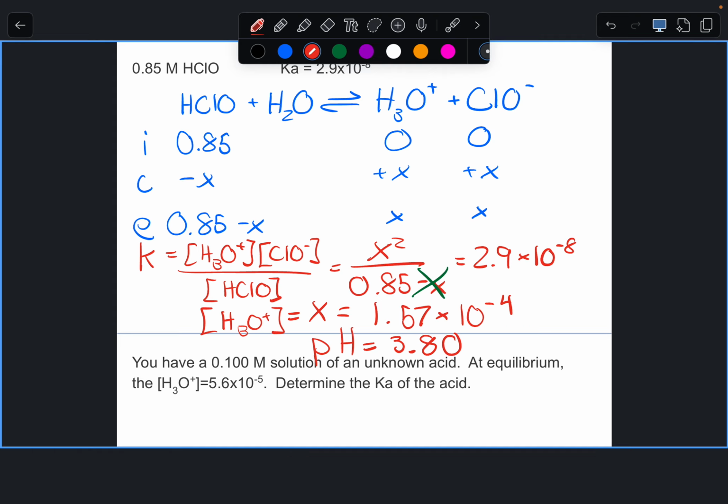Okay? All right, the next one's a little bit different. I'll leave this up if you're still looking at it. You have different information, you're finding a different thing. You're actually determining the K here. So approach it the exact same way: write out an ICE table, put any information you know, and then see if you can deduce how you're going to connect this to solve for the K.